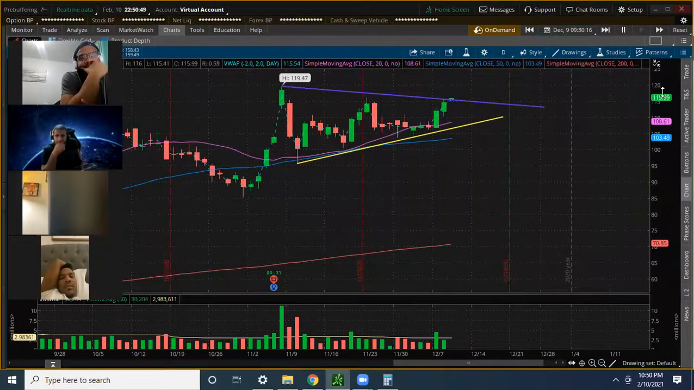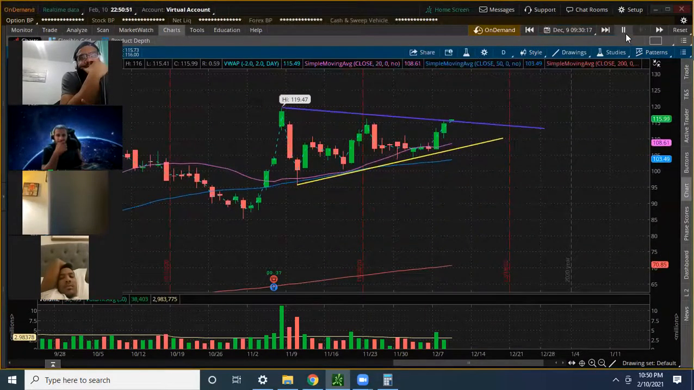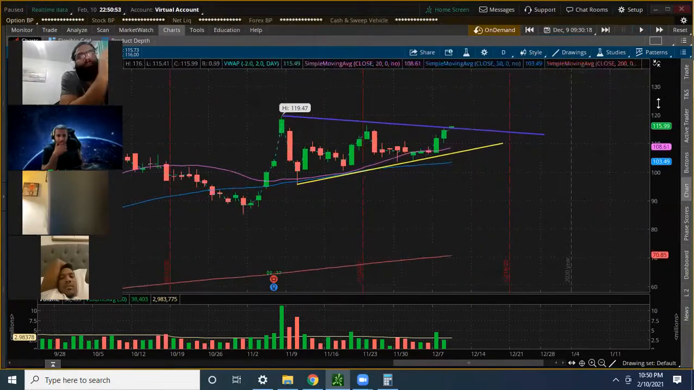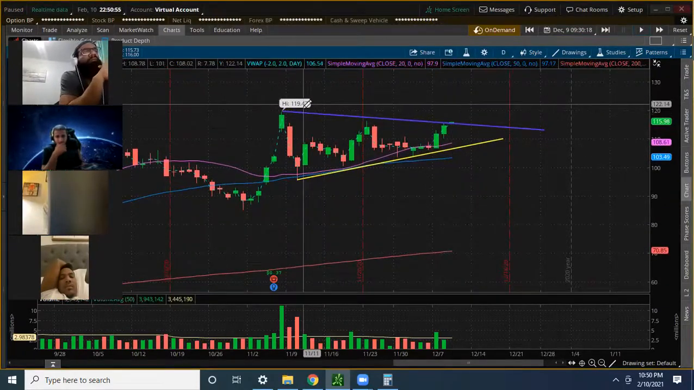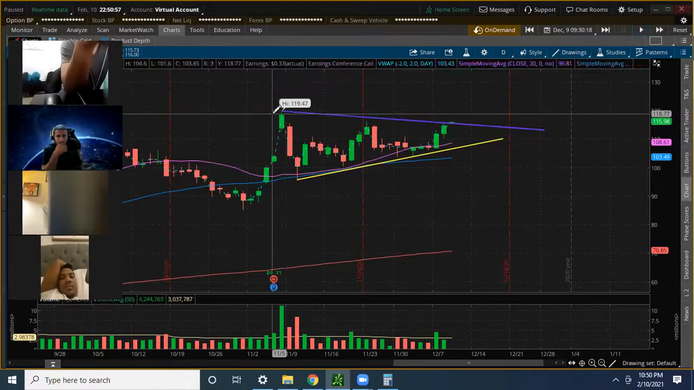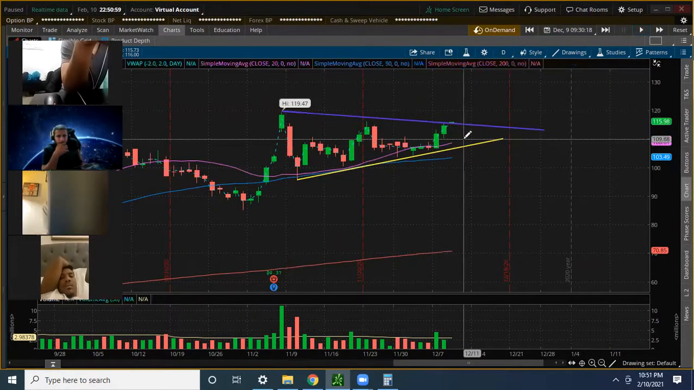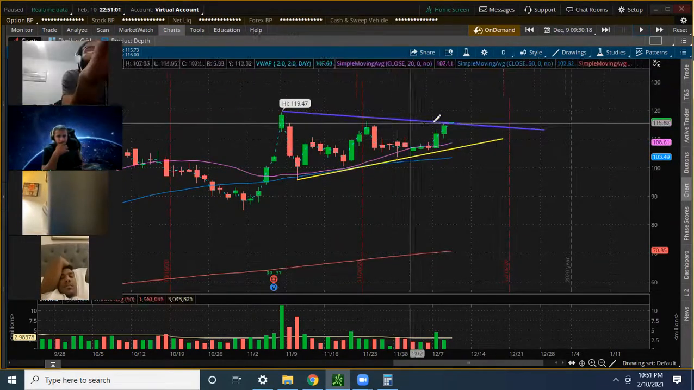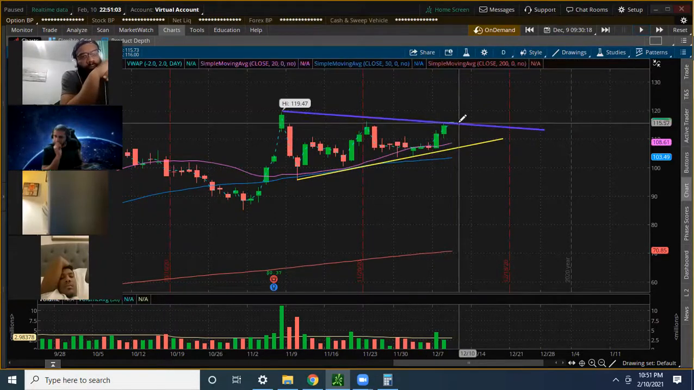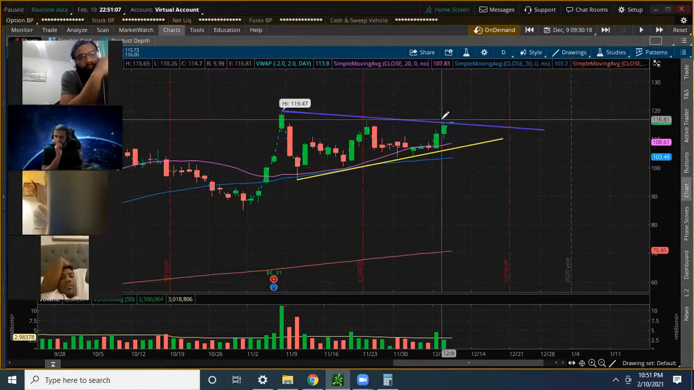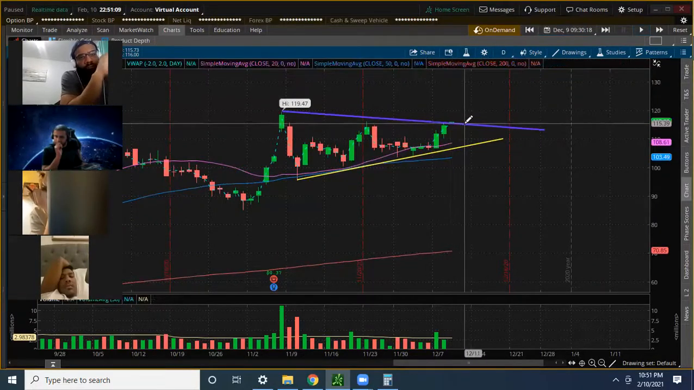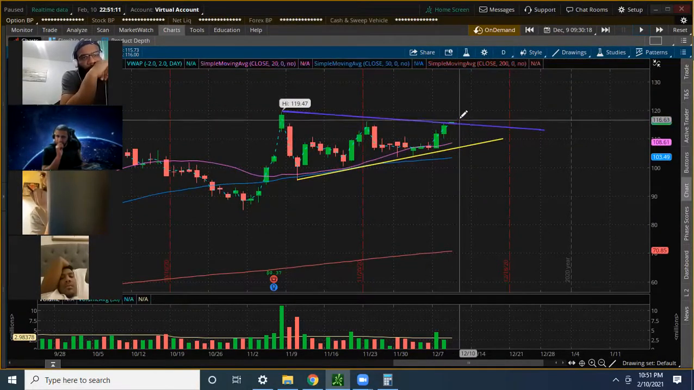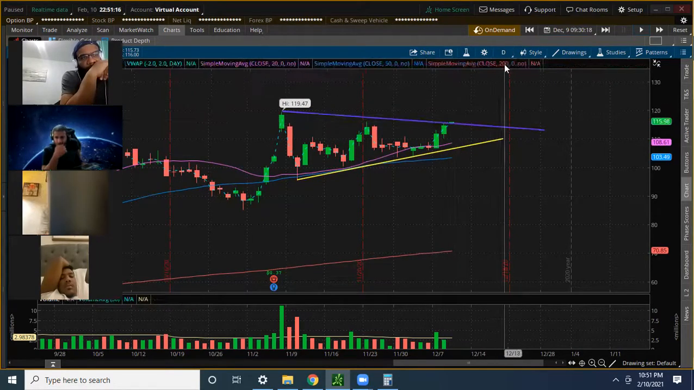So look at that. This is opening bell. We're going to pause it here. So look at this. I drew the resistance trend line. I drew the support trend line. And on the daily, it's setting up above. It's breaking out of the structure. It's using the resistance as support now. Remember, old resistance becomes new support.